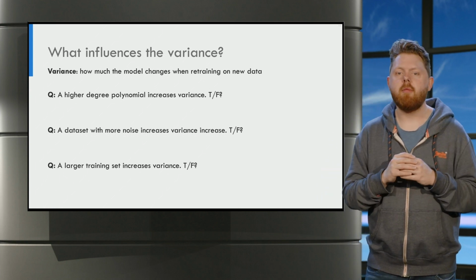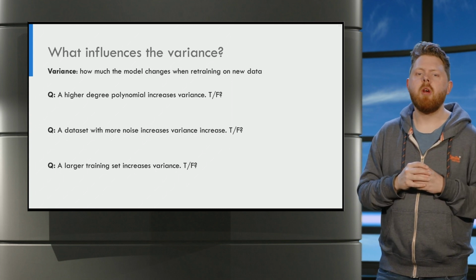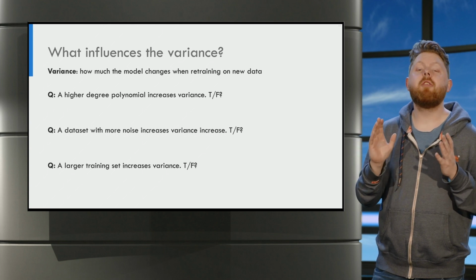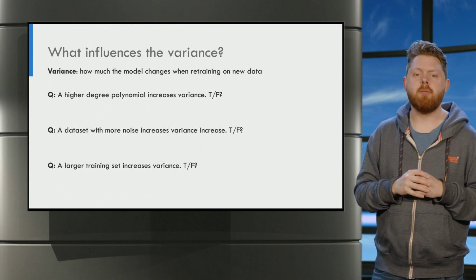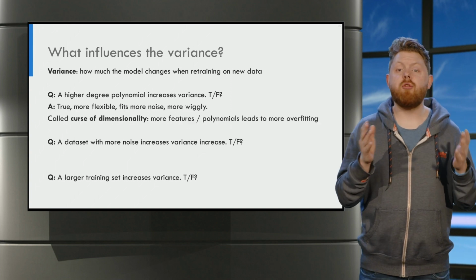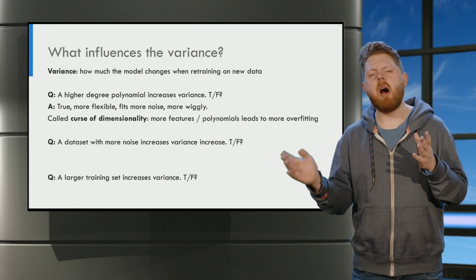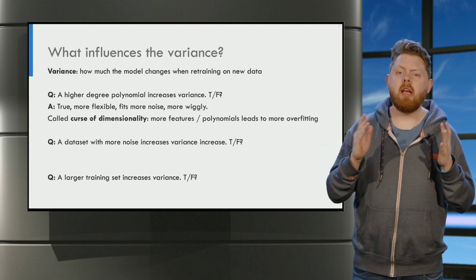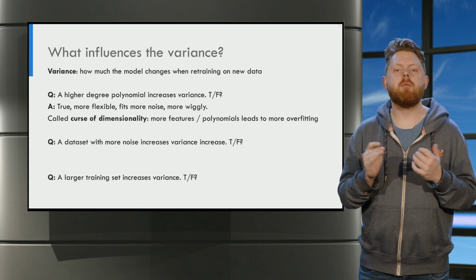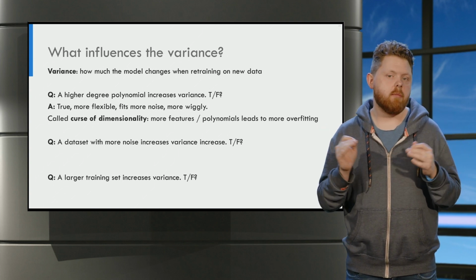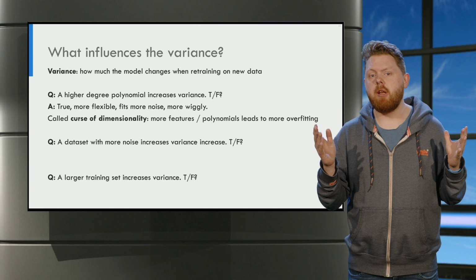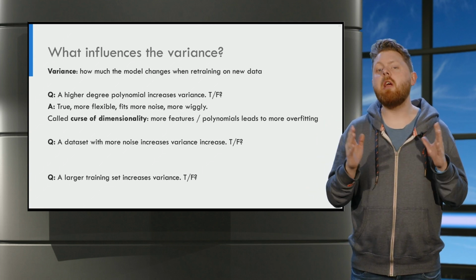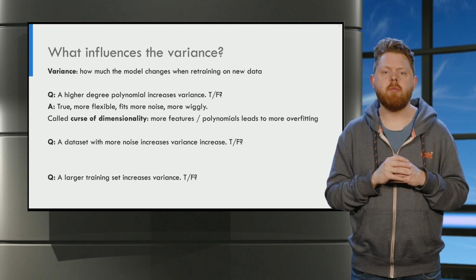Okay, welcome back. Let's discuss the answers. The first question is, a higher degree polynomial increases the variance. True or false? The answer is true. If we go to a higher degree polynomial, we get a more flexible model. And that means we can fit more noise. We are becoming more wiggly. So if we retrain, probably your model is going to be very different. So this increases your variance.